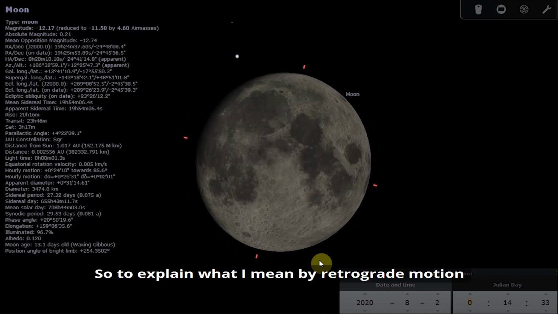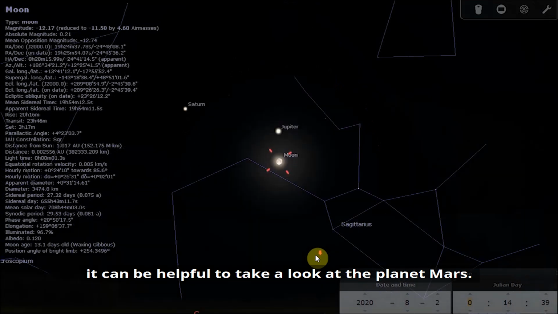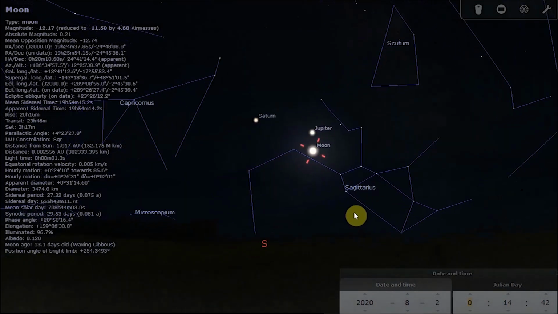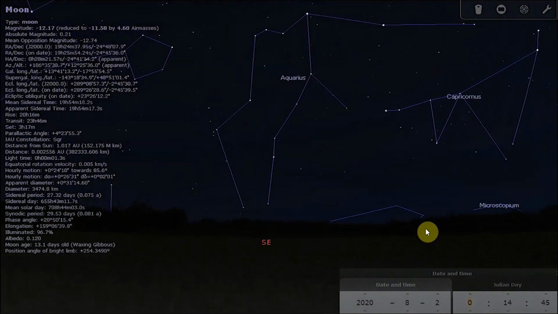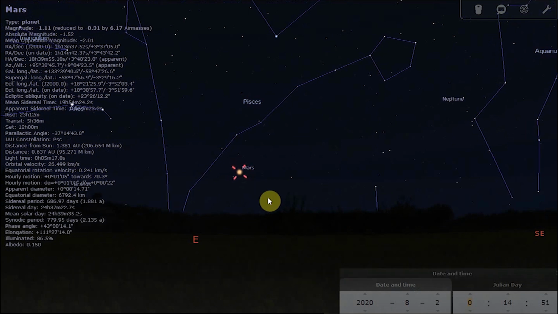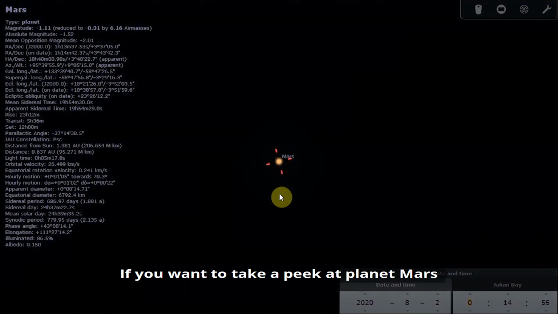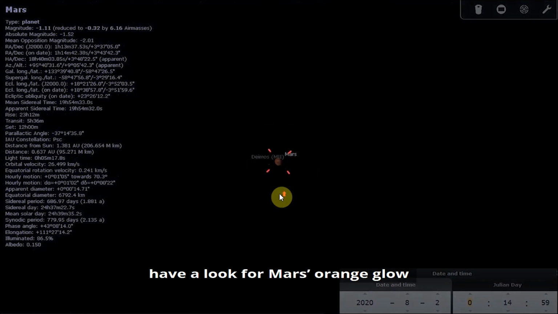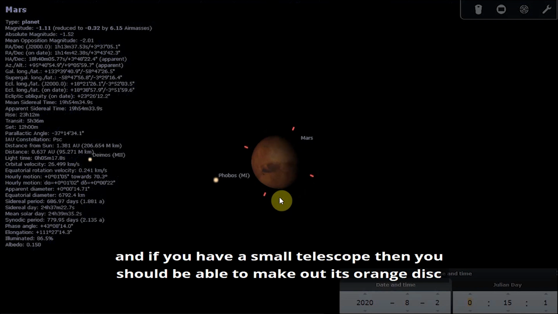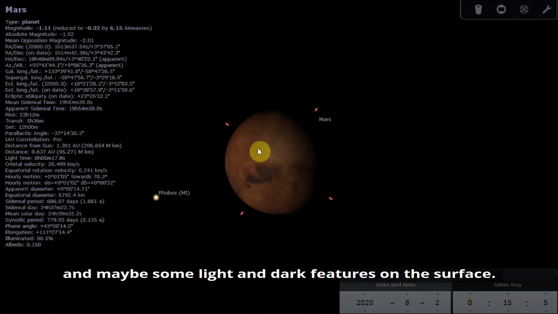So to explain what I mean by retrograde motion, it can be helpful to take a look at the planet Mars. So if we just move towards the east, we can see Mars. And Mars is well placed for observing at the moment. If you want to take a peek at planet Mars, have a look for its orange glow. If you have a small telescope, then you should be able to make out its orangey disk and maybe some light and dark features on the surface.